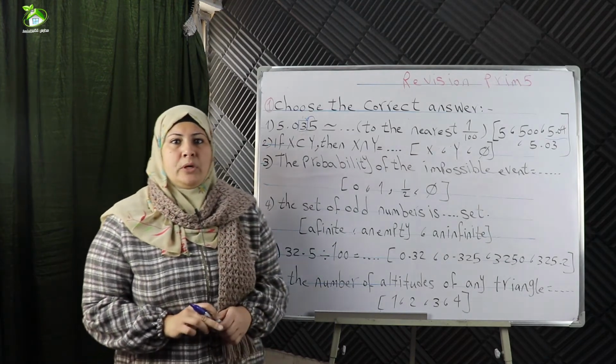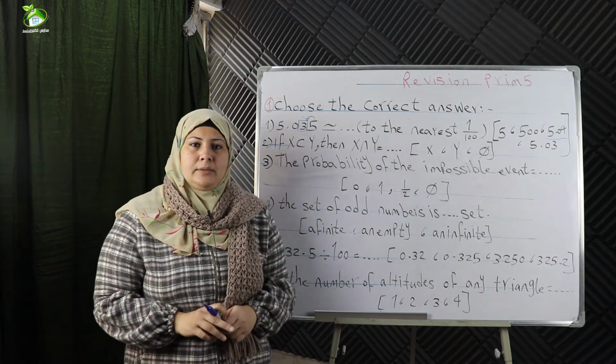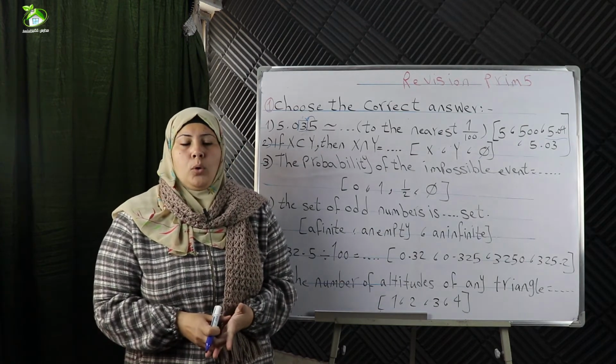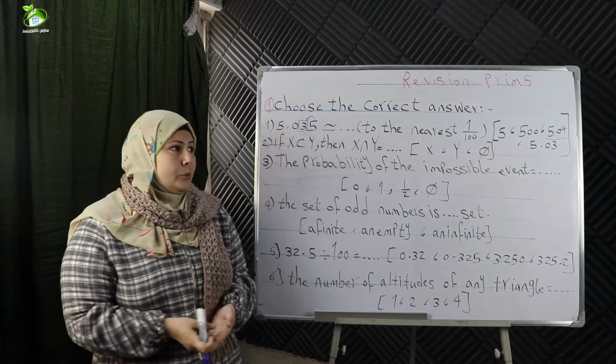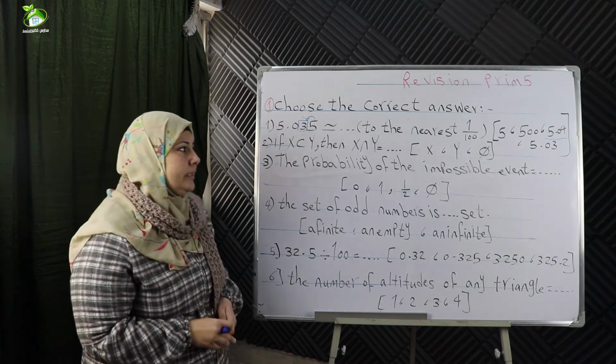Number 2, if x is a subset of y, then x intersect y. X subset of y means x is the smallest set and y is the greatest set. All elements in x belong to the set y. So, x intersect y equals x.